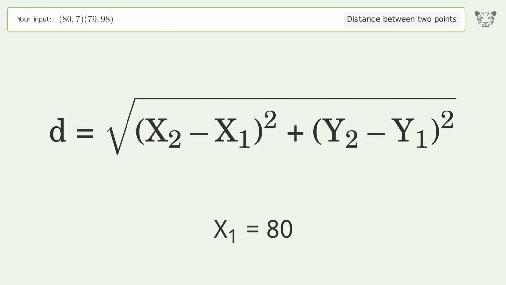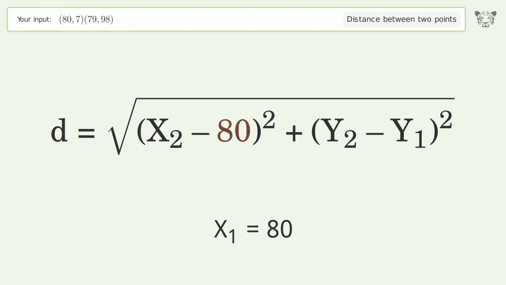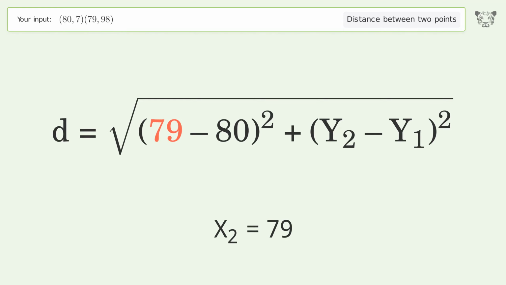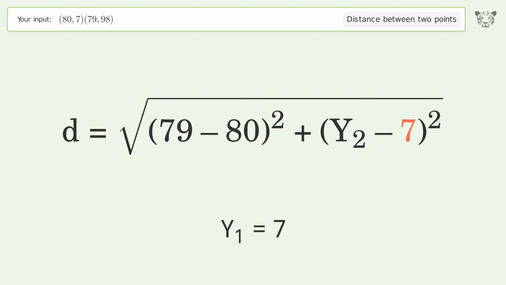x1 equals 80. x2 equals 79. y1 equals 7. y2 equals 98.